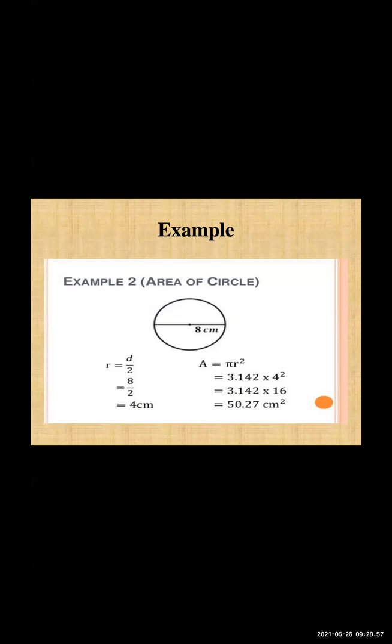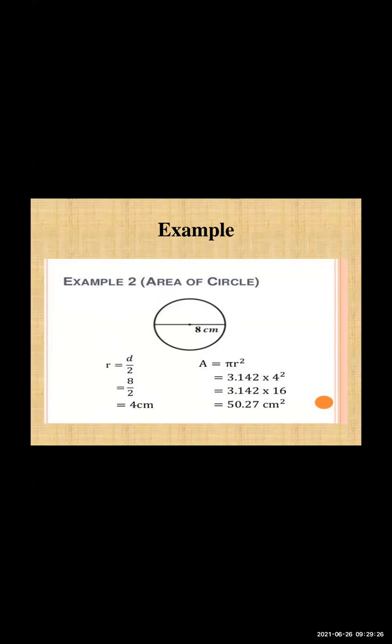Okay, here is one example to find the area of a circle. Area of circle is pi r square, which means we need the radius. Here the diameter is given, and that diameter is 8 centimeters. How do we find the radius? Whatever the diameter is, divide by 2. So r is equal to d upon 2. Value of d is 8, 8 upon 2 becomes 4 centimeters.